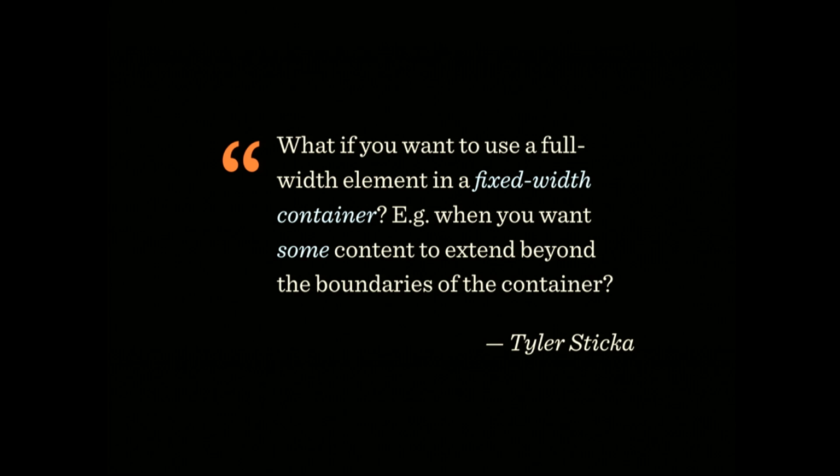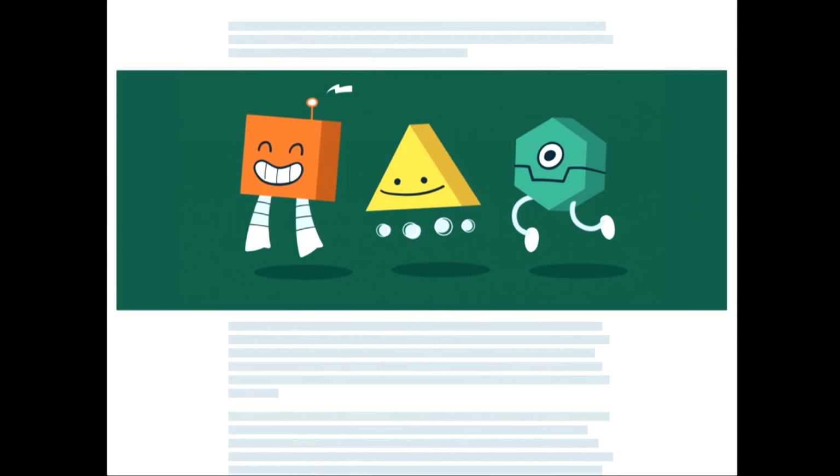So here's an interesting one, which is just really useful in many scenarios. So what if you want to use a full width element in a fixed width container, right? For example, when you want some content to extend beyond the boundaries of the container. This is what you want. Sometimes you want to have like a nice landing page, and you have your container where the text lives, and of course you want to restrict it because otherwise the line length is going to be too big. But that image could be kind of breaking out of that layout, right? So how do you do it?